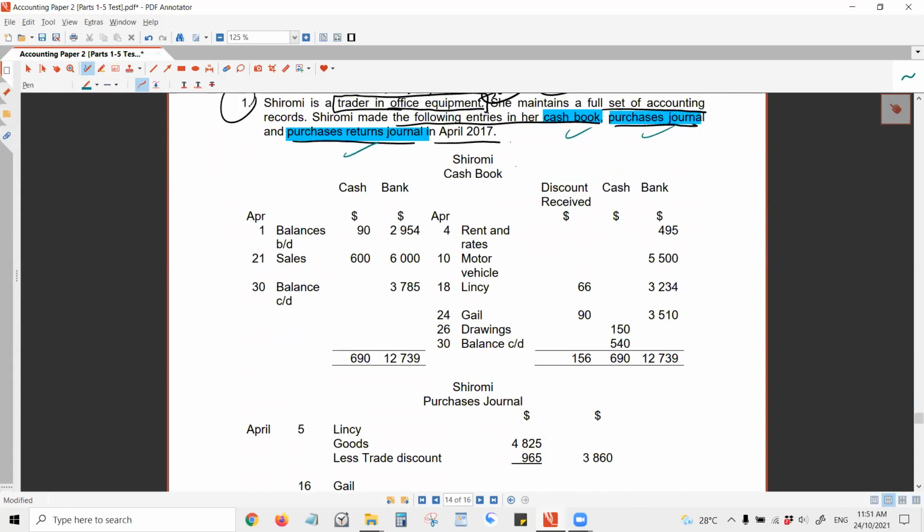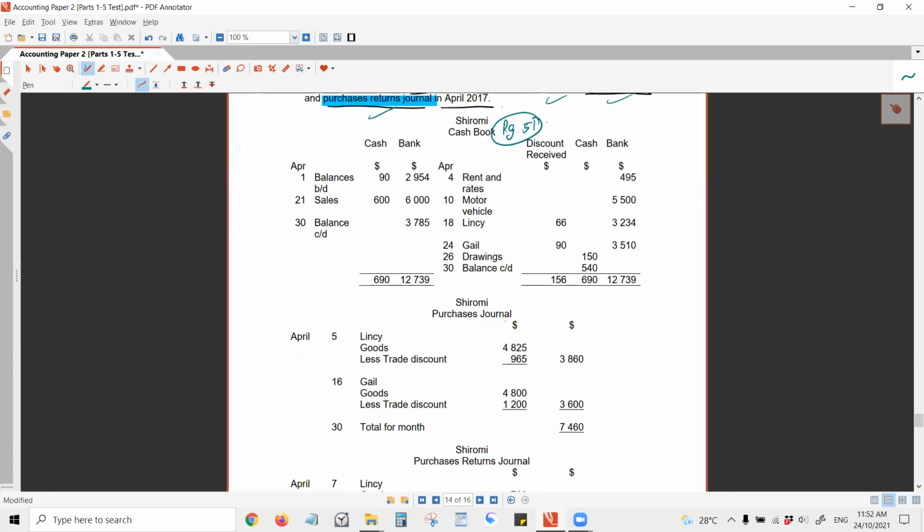In my materials, the example of cash book is on page number 51. If you need to revise cash book, please look at page 51 of your part 4. And purchases journal and purchase return journal are on page 49 of part 4. Especially purchases journal and purchase return journal, many students do not know how to do these too. They have forgotten. You must know how to do it.